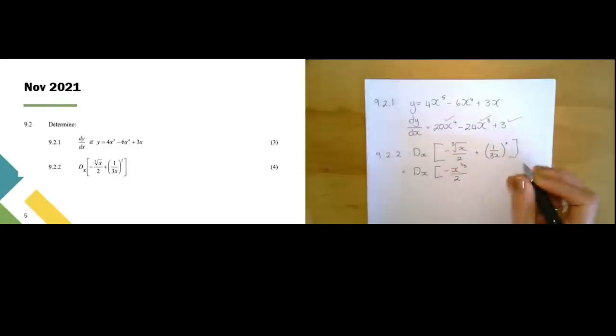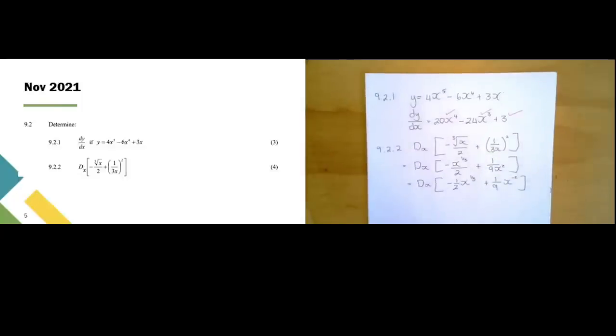Everything over 2. Plus, remember the square belongs to both. 1 squared is 1, 3 squared is 9, x squared is x squared. Another easy trick would be, instead of writing it as negative x to the power of 3 over 2, I can say, what is the number in front of the x? It is 1. So that means it's negative a half x to the power of a third.